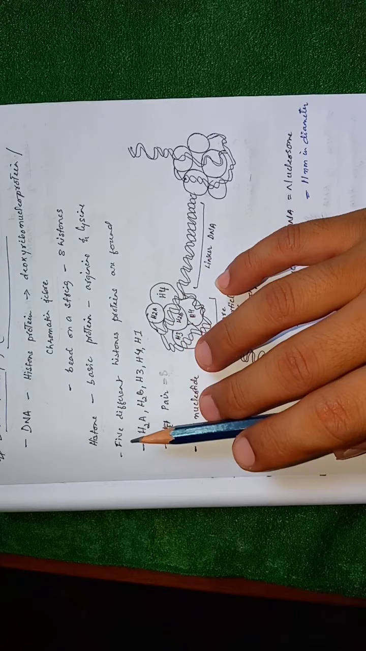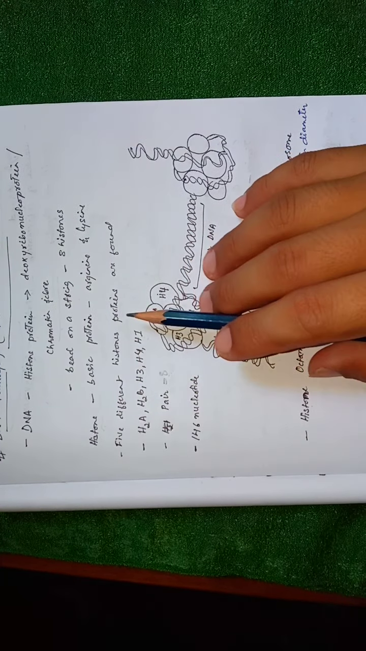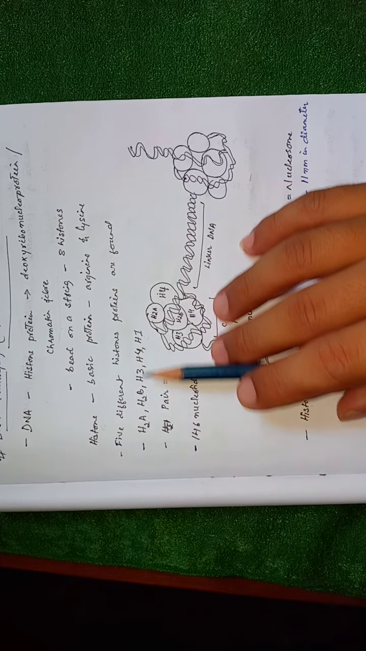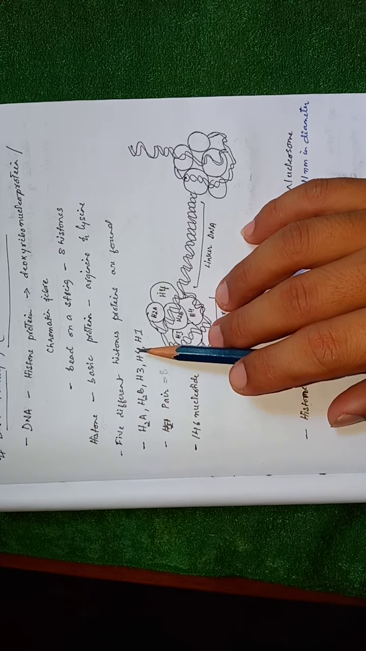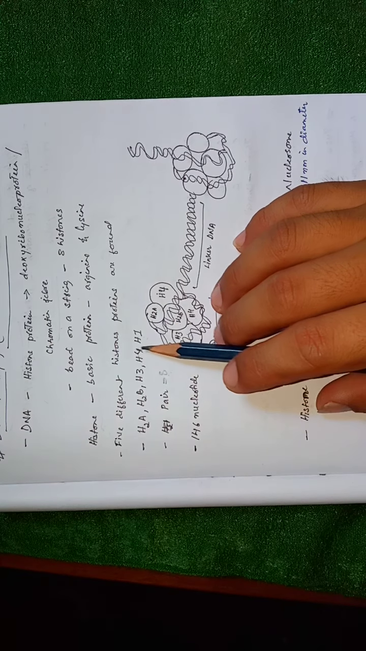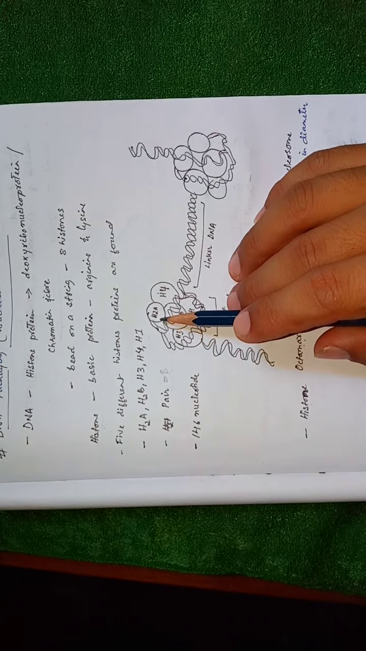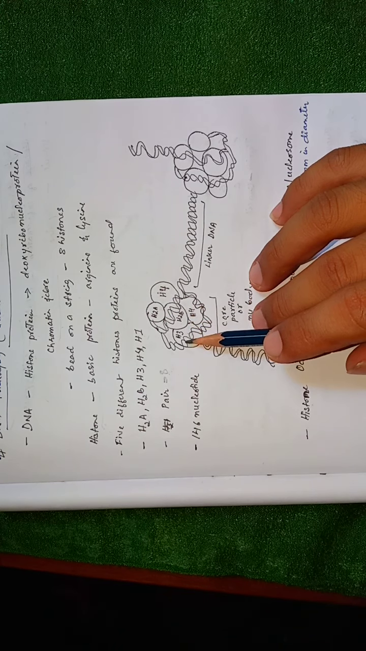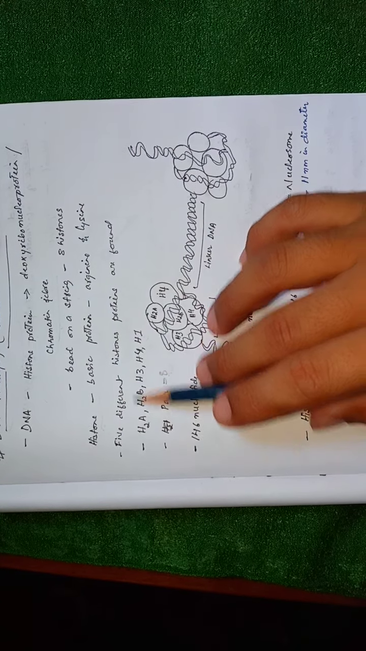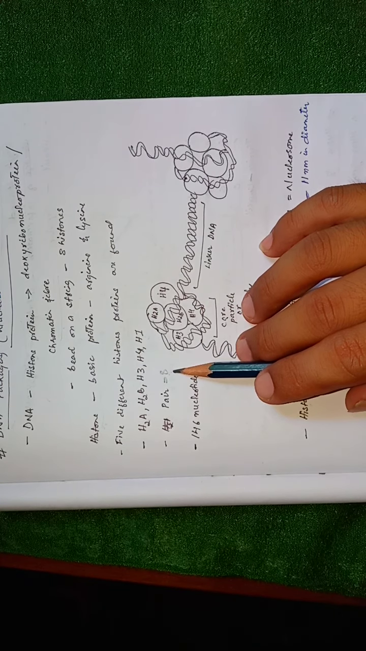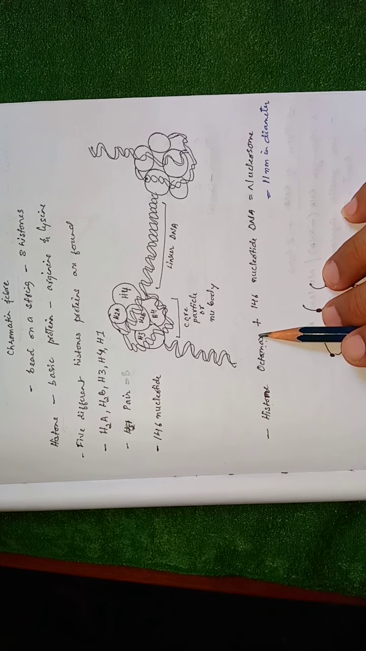These histone proteins are of 5 different types in this DNA packaging. The 5 different types are H2A, H2B, H3, H4 and H1. Out of these 5, the first 4 histone proteins, that is H2A, H2B, H3 and H4, occur in pairs. So when these 4 occur in pairs, they form 8 histone proteins. These 8 histone proteins are also called the histone octamer.